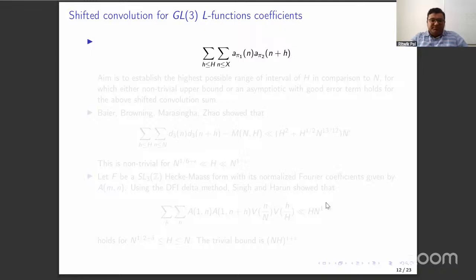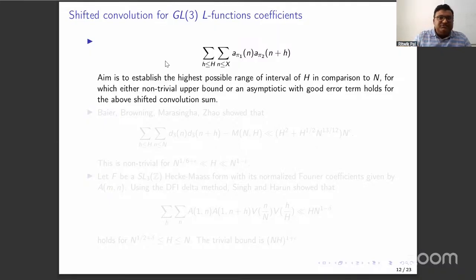Now, when it comes to the shifted convolution sum for the GL3 cross GL3 L-function, it has been quite a challenging task to get a cancellation with only one shift. So one considers an extra average over the shift. Here, pi1 and pi2 are two different GL3 forms, and n goes up to x and h up to capital H.